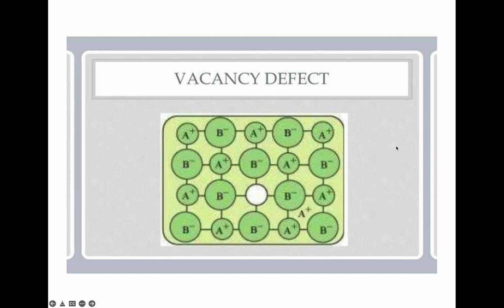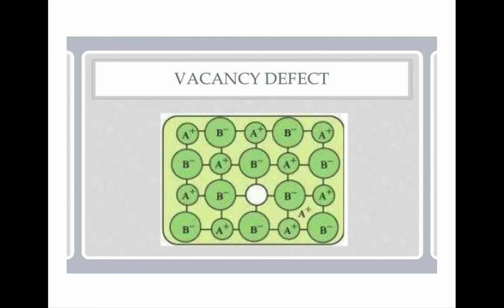And now the vacancy defect, that we will explain in the next session. So, you can just see the ions, and a vacant space is there. How it is formed, we will explain in our next session.